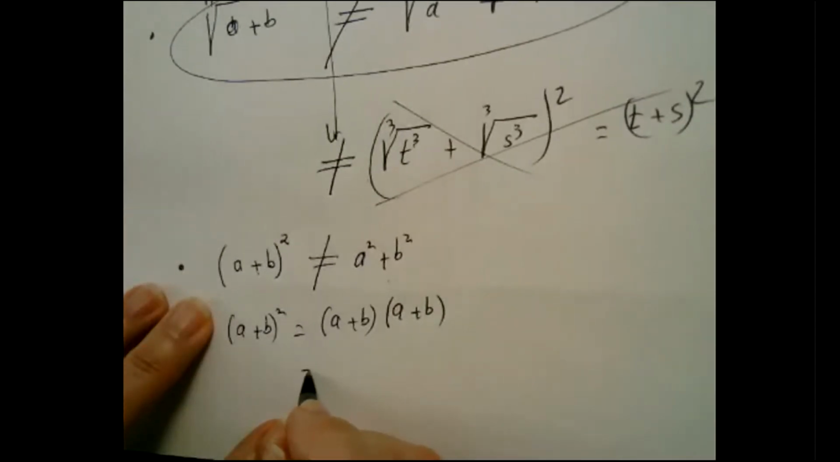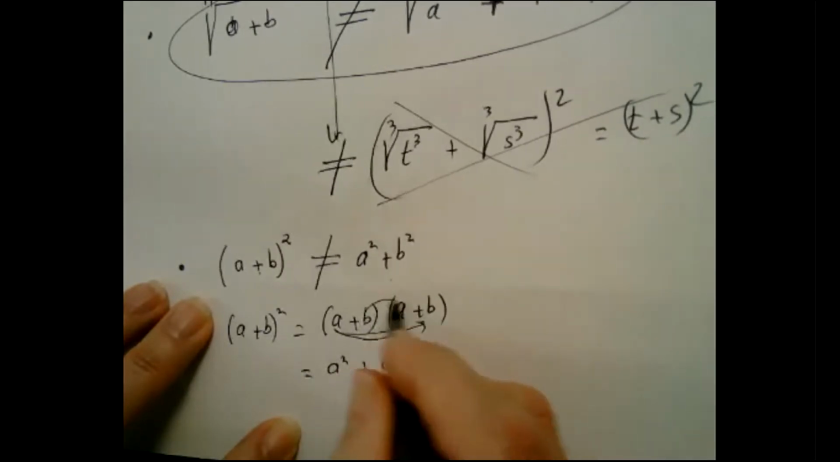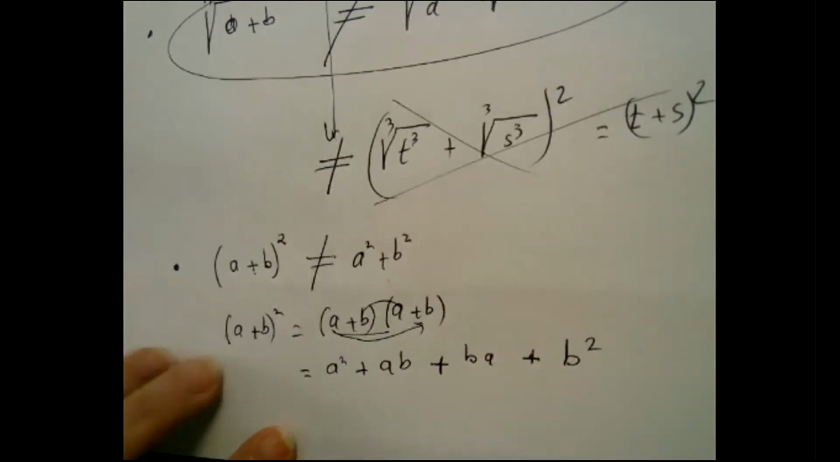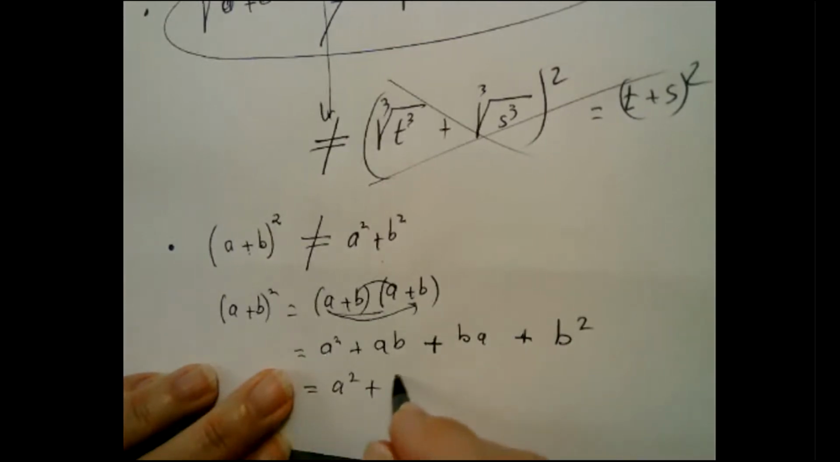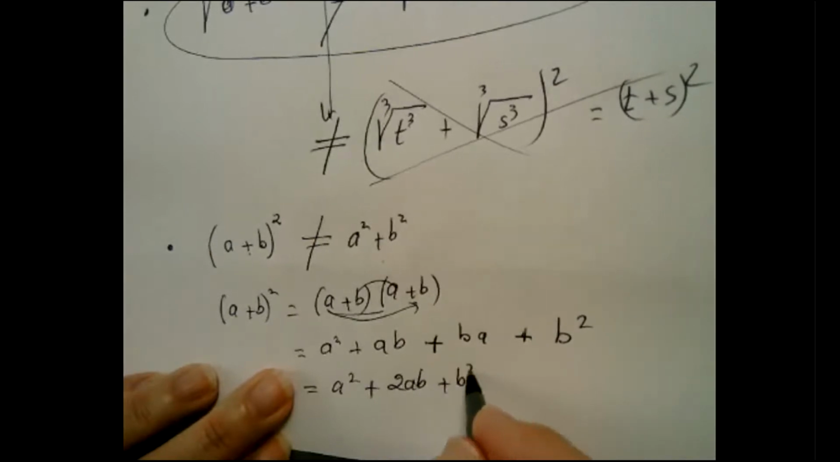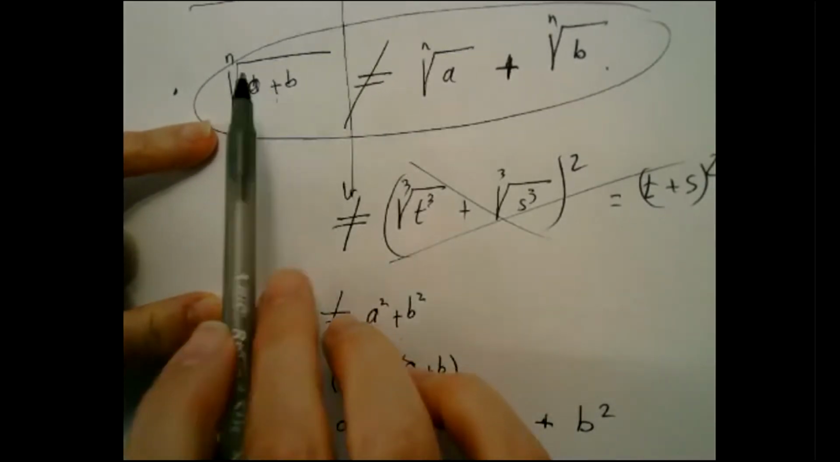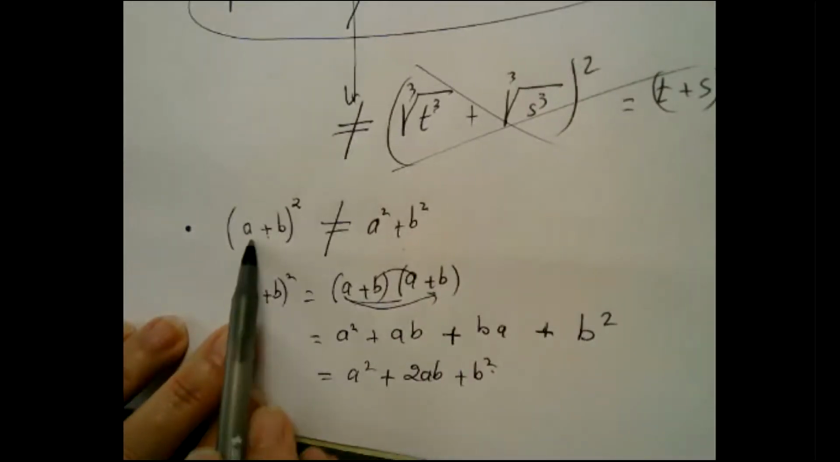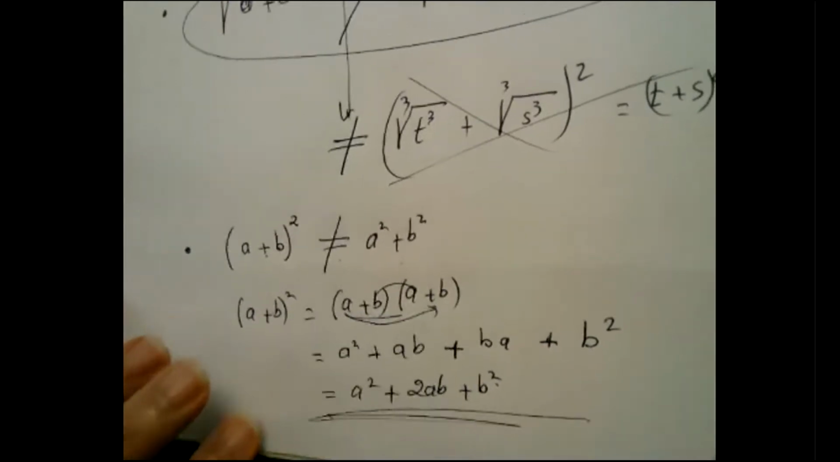It means if I distribute, I get a squared plus ab plus ba, which is the same, plus b squared. So it's definitely not a squared plus b squared. So it's a squared plus 2ab plus b squared. So those are the two very common mistakes that show up a lot. If you have a sum, it can't be split under the root. If you have a sum, (a + b) to a power, it's not a squared plus b squared.